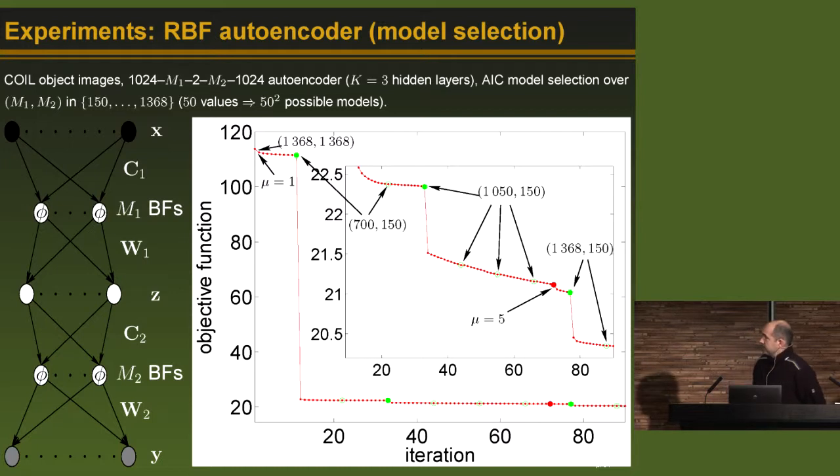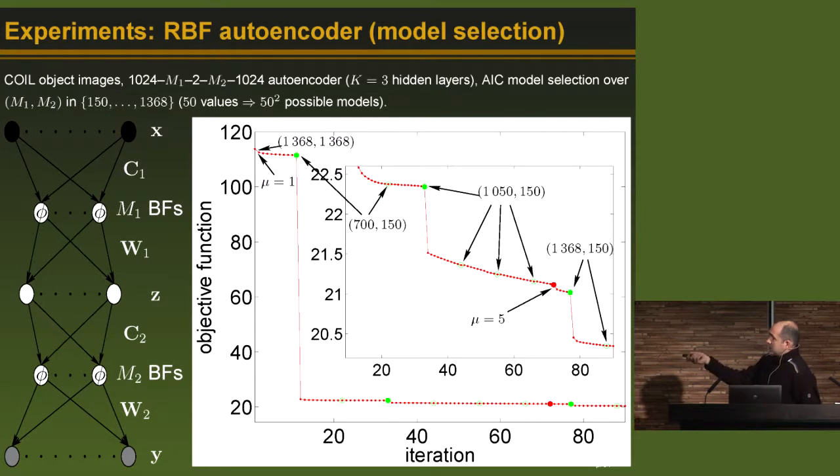Here is an example of that. This is an autoencoder with a decoder here, which is a radial basis function network, and an encoder here, which is another radial basis function network. We introduce coordinates here only in the bottleneck layer, and what we want is to determine how many hidden units to use here and here. So if we have something like 50 choices here and 50 choices there, that would be 50 squared models to try. And we don't do that here.